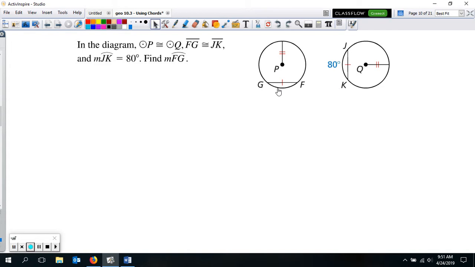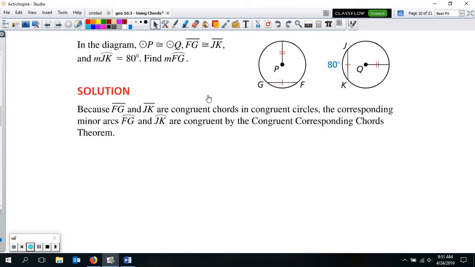So in congruent circles, we have two chords that are congruent. It shows us that they're congruent. So this chord right here, F to G, is congruent to this chord here, JK, and that's what it tells us right here as well. And it says also that the measure of the arc of JK is 80 degrees. So then it wants us to know, well, what is the measure of this arc? We just know it's the same thing as JK. It is 80 degrees. Because those arcs are going to be equal to each other, the measures of the arcs will also be congruent if the chords are congruent.